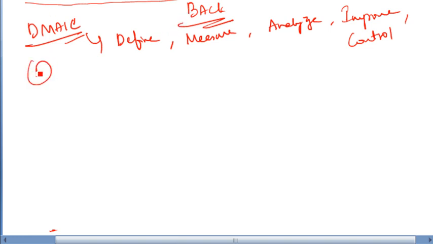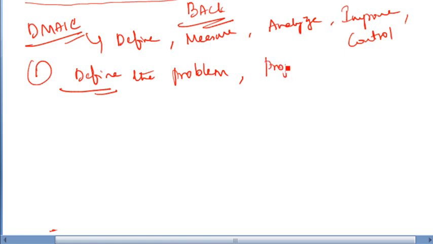Now let's start straight away applying. So let's start with the first one. What is the first one? Define. What do you mean by define? Actually, define means you need to define the problem. You need to define the problem as well as project goals. What are the goals of the project? You've got to define them, and customer requirements.